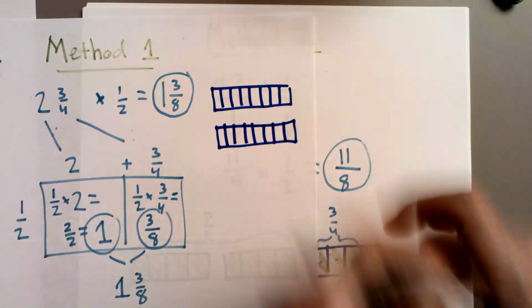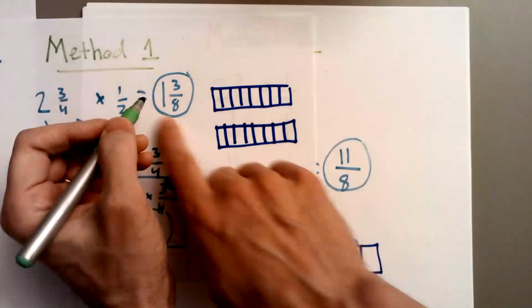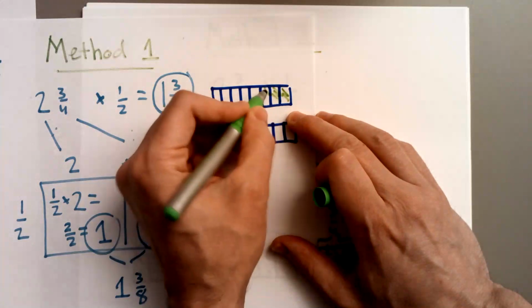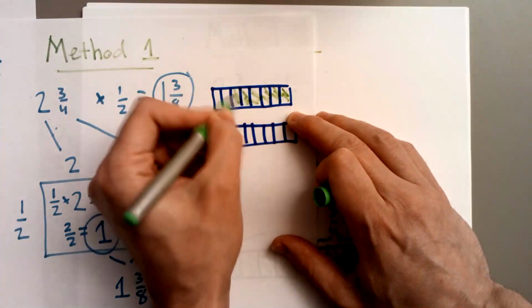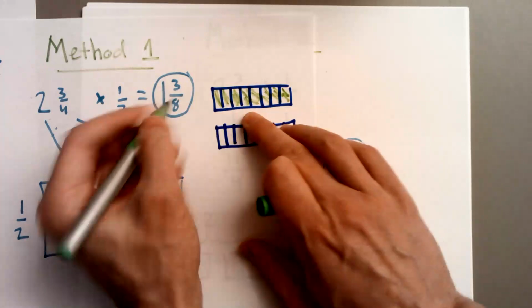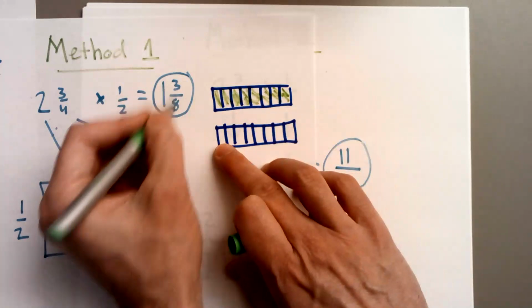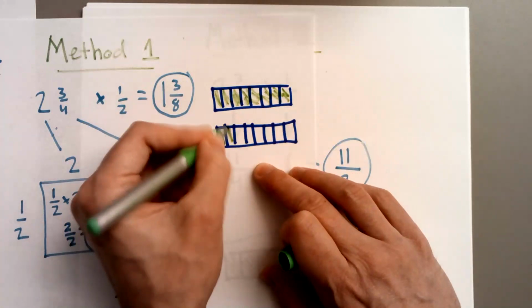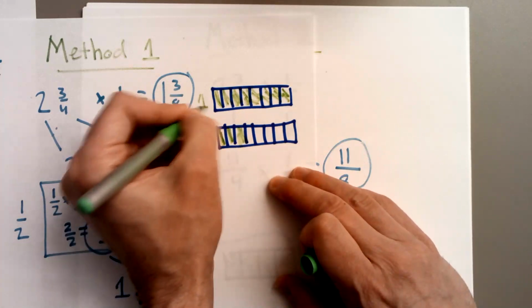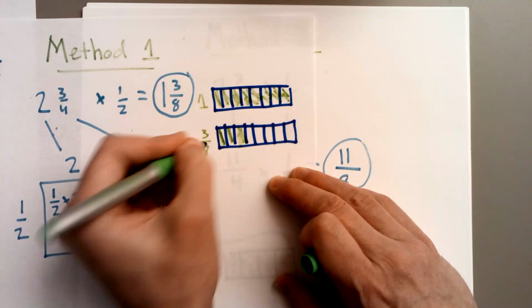Okay, and now if my number is 1 3/8, I have to shade in this whole here. So all 8 eighths are shaded in here because that's one whole. And then I have 3/8 of another whole. So 1, 2, 3 of those 8 sections shaded in. So here's my one whole part, and here's my 3/8 part.